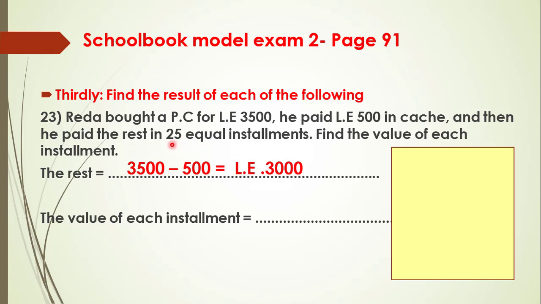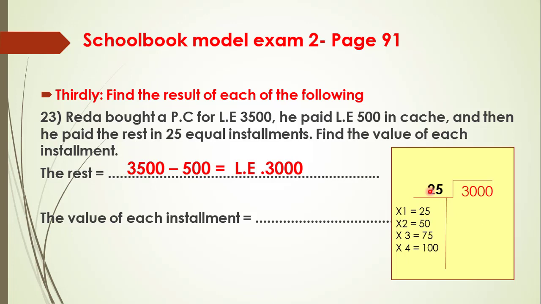Okay, so let's make our long division. I divide 3,000 by 25. The first step, write the timetable of the divisor, which is 25. This is the timetable of 25.